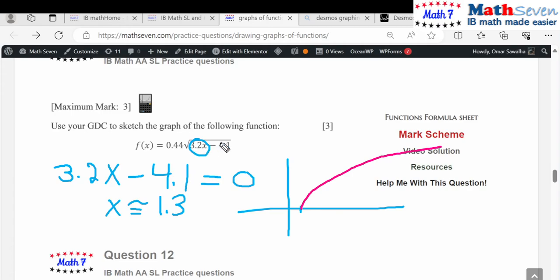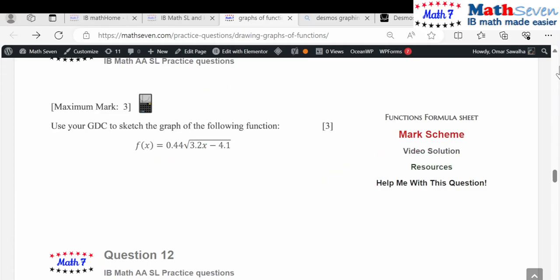That's it. Now, if this was flipped, for example, if it was 4.1 minus 3.2x, please be careful, students. If it was like this, that means the x is negative. From this point, I'm going to change the colors. It's going to go this way. So pay attention to the sign of x. If it's positive, it goes to the right. If it is negative, it's going to go to the left.